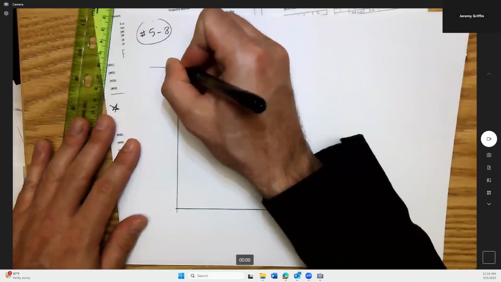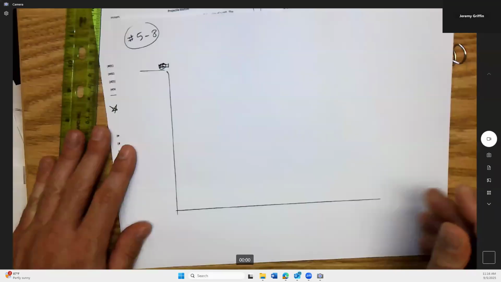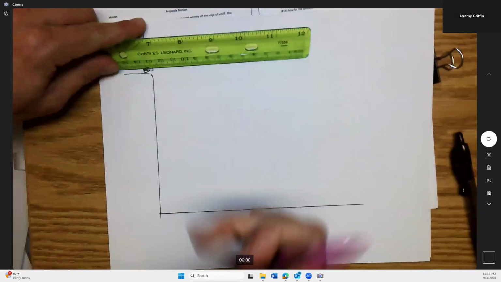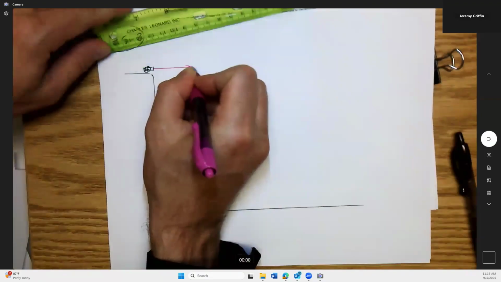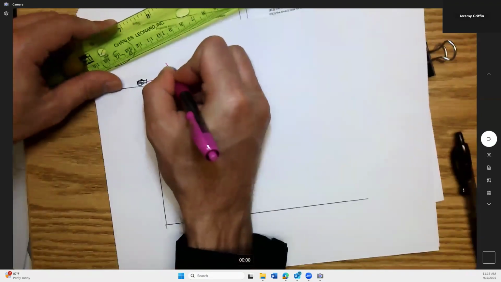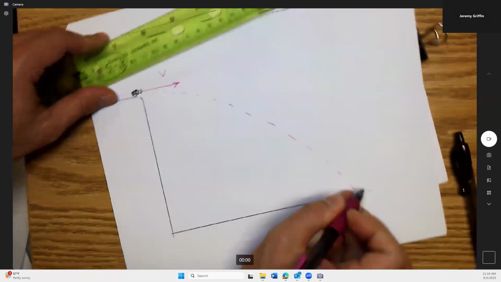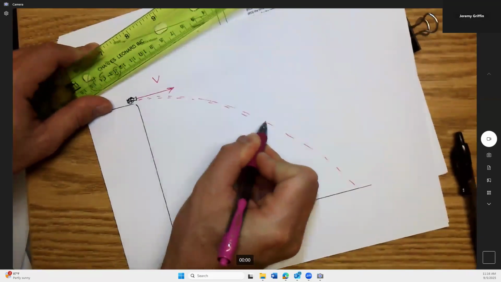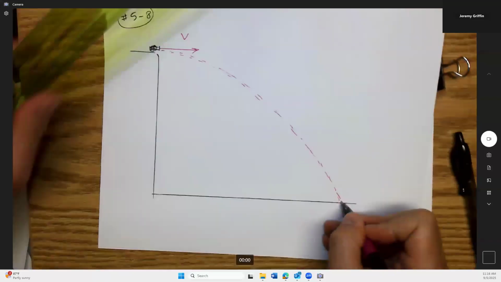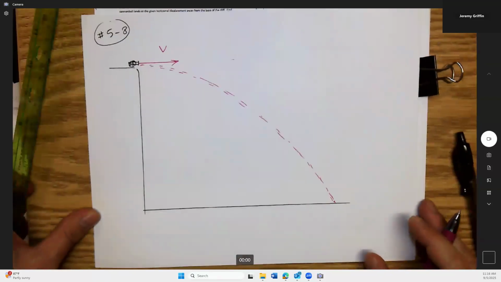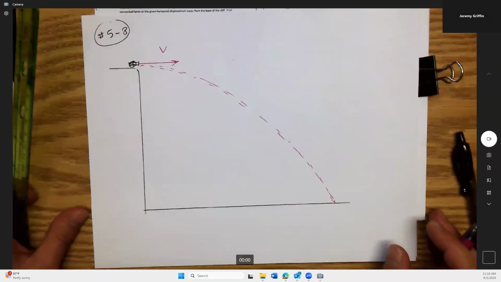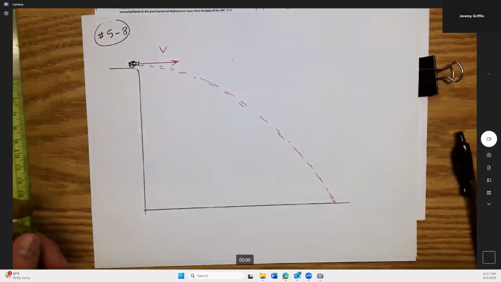But here's a cannon, edge of the cliff, and it's going to blast the cannonball at some blast speed, blast velocity, and that cannonball's going all the way down to the ground, following that nice parabola shape, just like you guys said it would be, a parabola, right? Like that. You guys go with that?